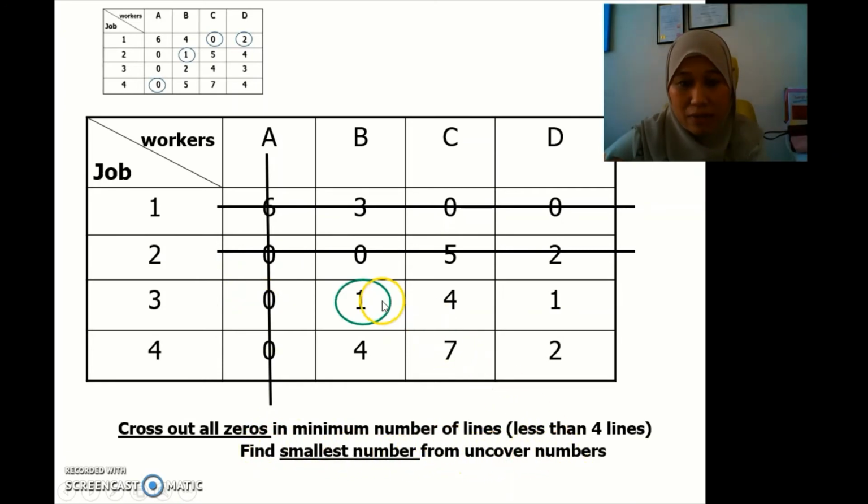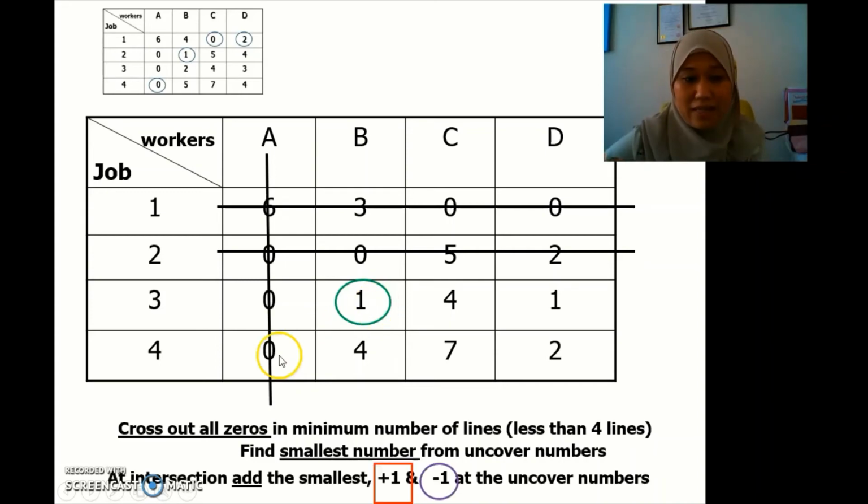So the uncovered numbers are 1, 4, 1, 4, 7, 2. So we find the smallest one. The smallest one is 1. Okay, so you can either choose this one or this one. It's no problem, as long as it's 1.